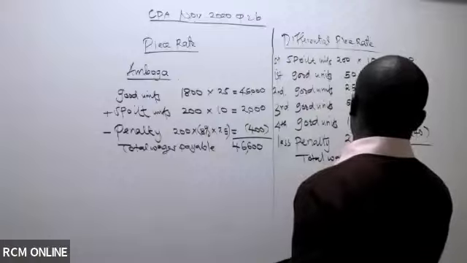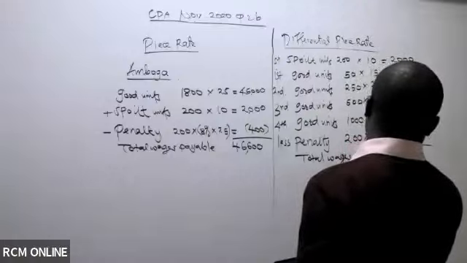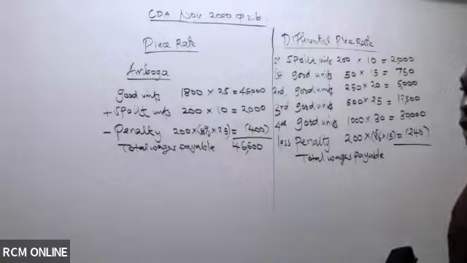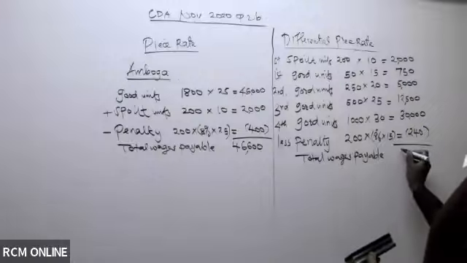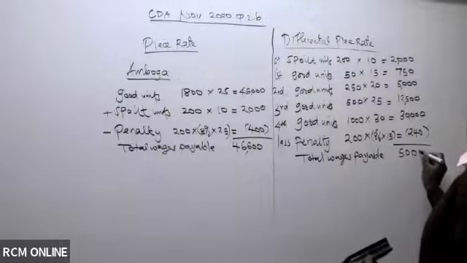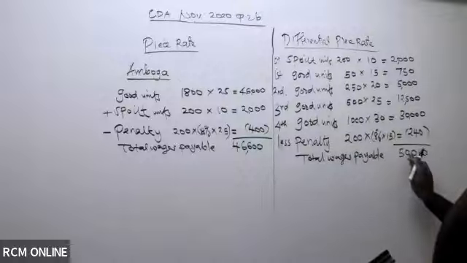Total wages payable, how much? Total wages payable is 50,010.